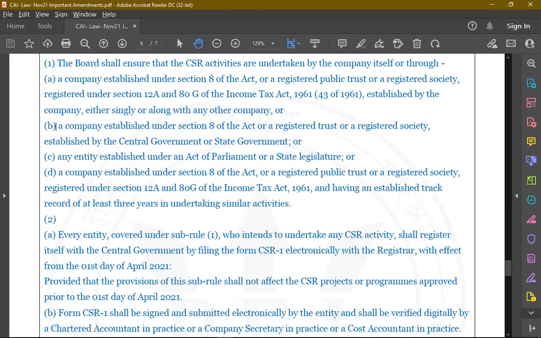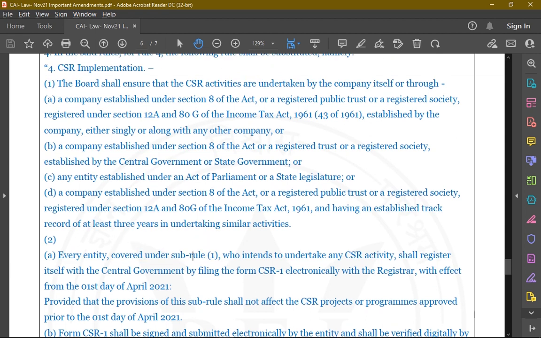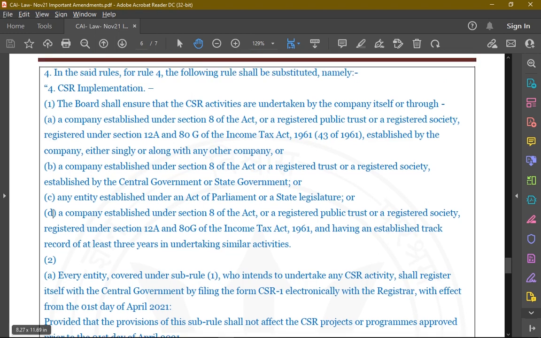What is point number 2 trying to say? Point number 2 is trying to say only one thing, that every entity covered under subrule 1. Now understand what is subrule 1. In subrule 1, 4 different entities are covered: first this entity, then B, then C and D. These can be appointed to spend the CSR funds only and only when they have a government license.